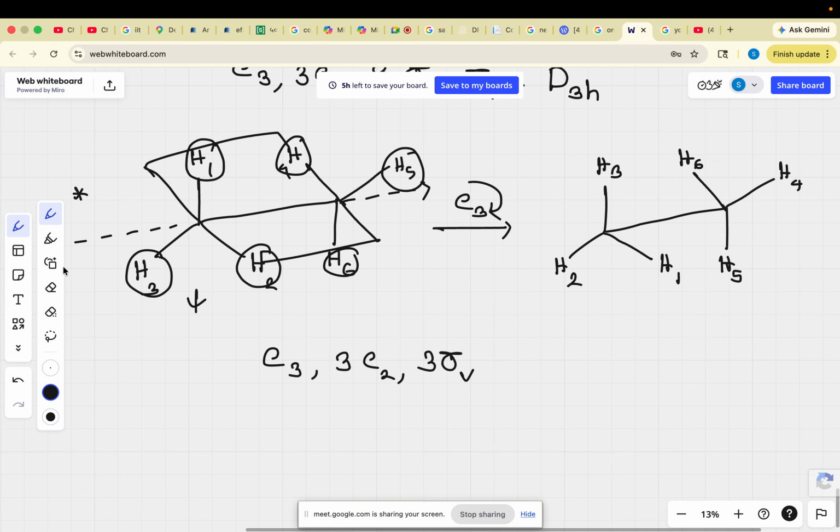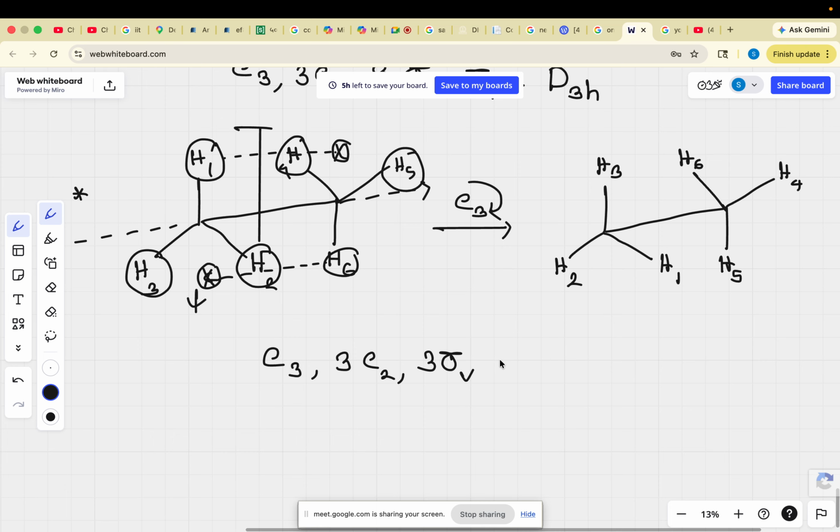And is sigma h present or not here? If I pass a plane in the middle, on this side you have H1, but on the opposite side you have nothing. Similarly, this side you have H6, but on the opposite side in the middle you have nothing. So that means sigma h is not present here. So you have one C3 axis, 3 C2 axes, and 3 sigma v.